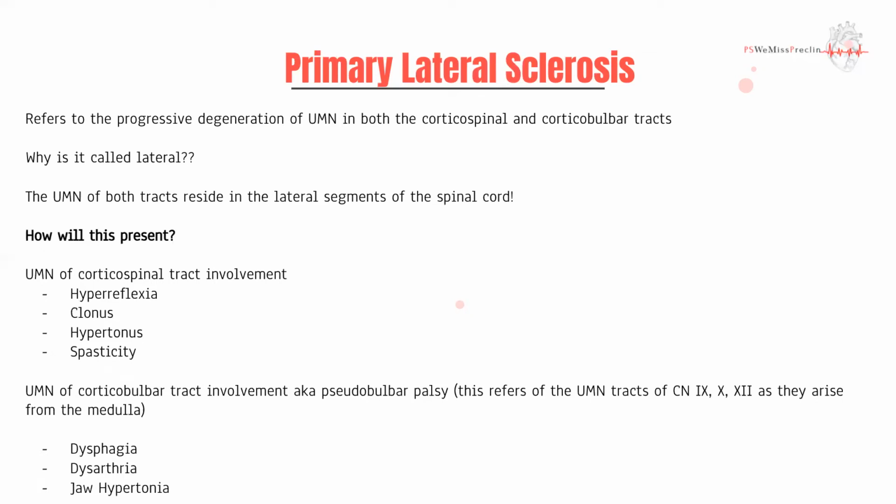How would this present? Let's go by each tract. Upper motor neuron lesions of the corticospinal tract, which supplies most of your body, is going to present with hyperreflexia, clonus, hypertonus, and spasticity. While upper motor neuron lesions of the corticobulbar tract, this is called pseudobulbar palsy.